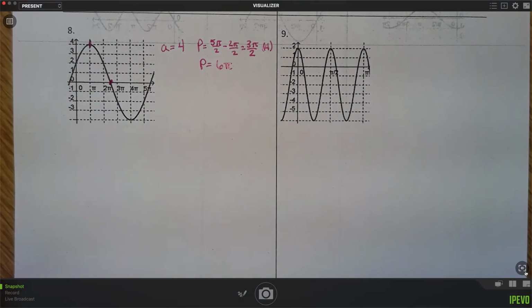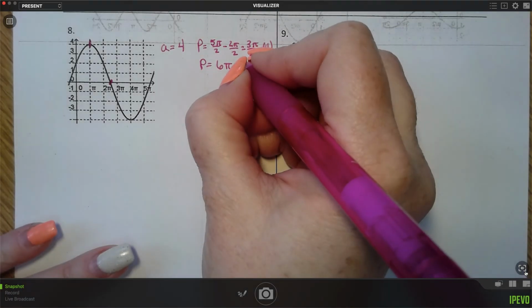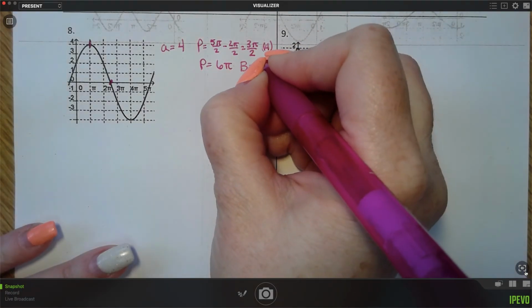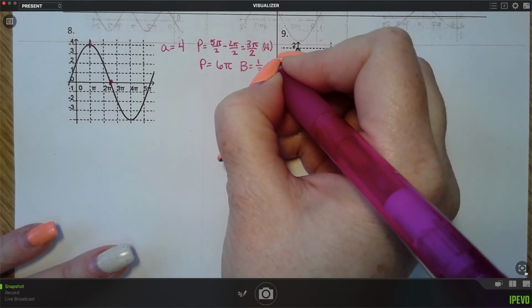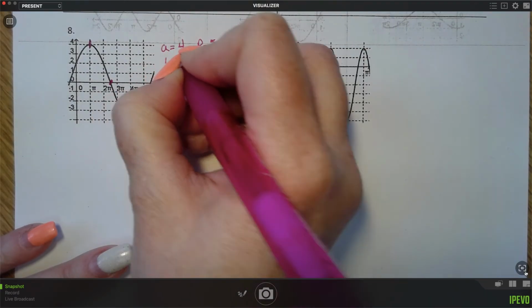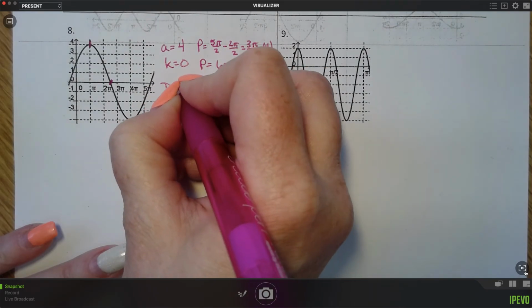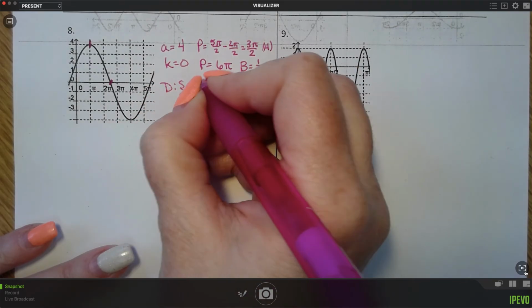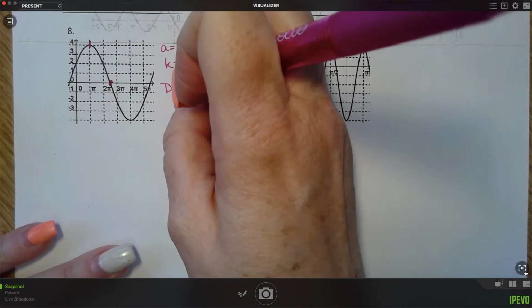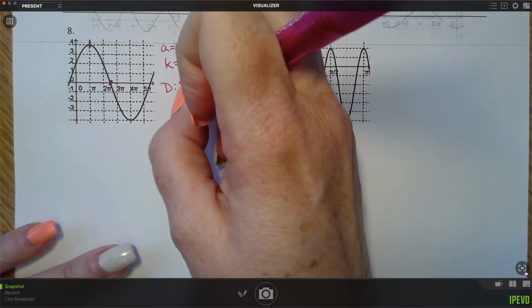So sometimes you're going to have to do a little work to get the period, right? But remember, if you can see half of it, you can double it, can't you? If you can see 1/4 of it, then you multiply it by 4. I don't think I'd be going for 1/3 of it, but go for halves and quarters. So the domain. Wait, B is what? 1/3. And K is 0. And the domain is such that 0 is less than or equal to x is less than or equal to 6 pi. Nope. The only thing marked.